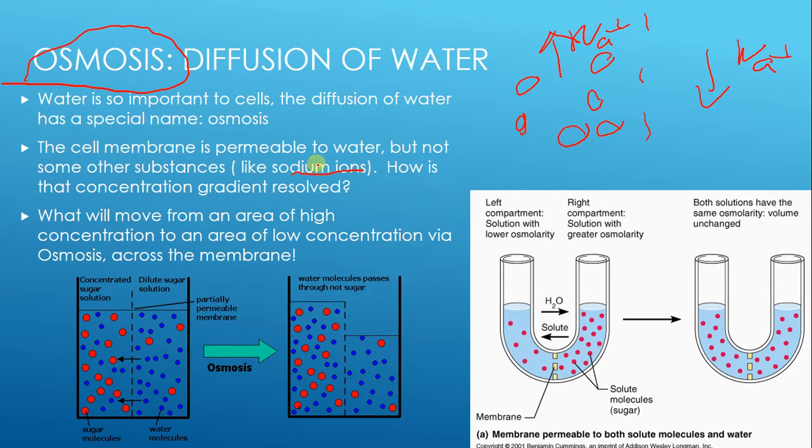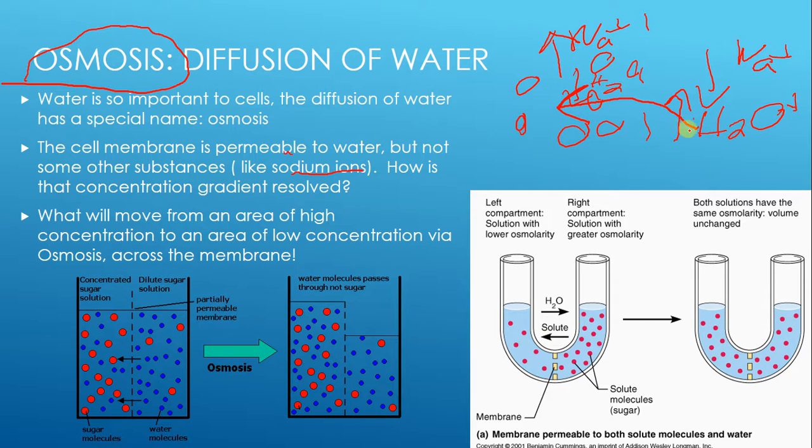Well, this membrane is permeable to water. And if there's a high concentration of sodium on the outside, there's also a low concentration of water. If there's a low concentration of sodium on the inside, there's a high concentration of water. Water can get through, water can move. So water is going to diffuse from high to low concentration and move out of the cell.